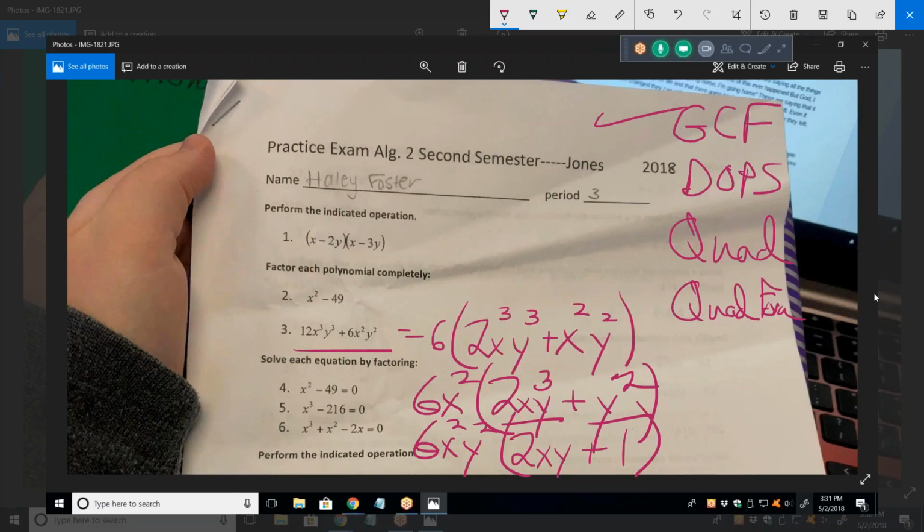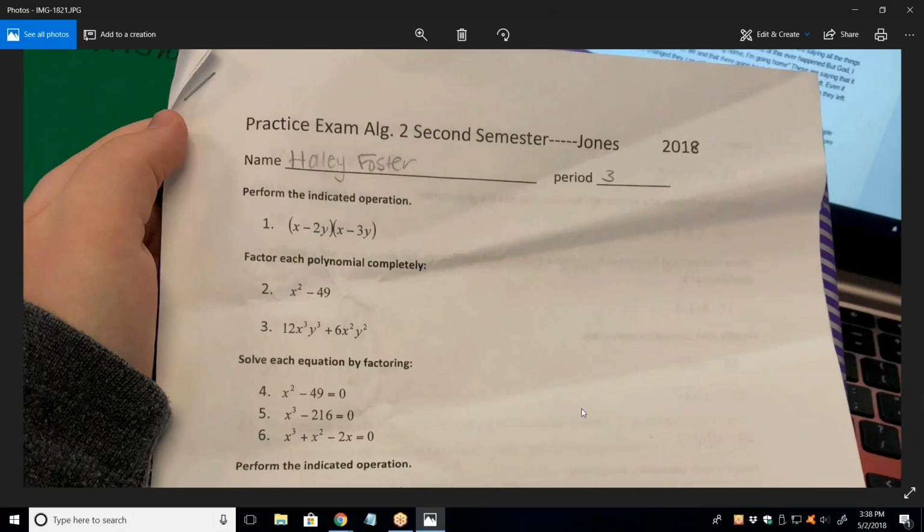Now, do the check. Multiply it together again. Do you still have that? Yes, looks like you do. And now we have fully factored it. Factor each polynomial completely. There is no more factoring we can do. But this is an excellent problem for making sure you do it in this order. Always look for greatest common factor first. Okay.